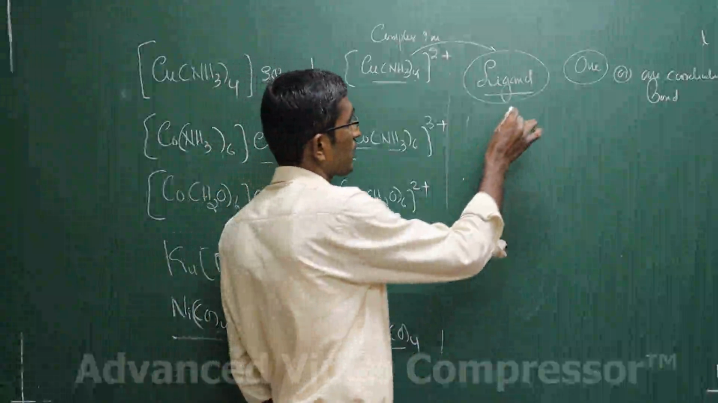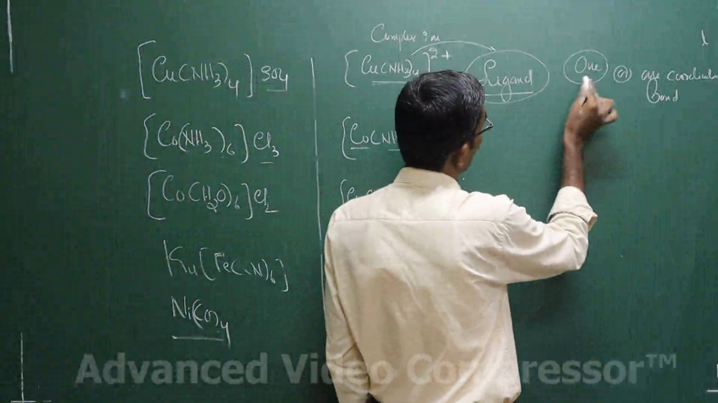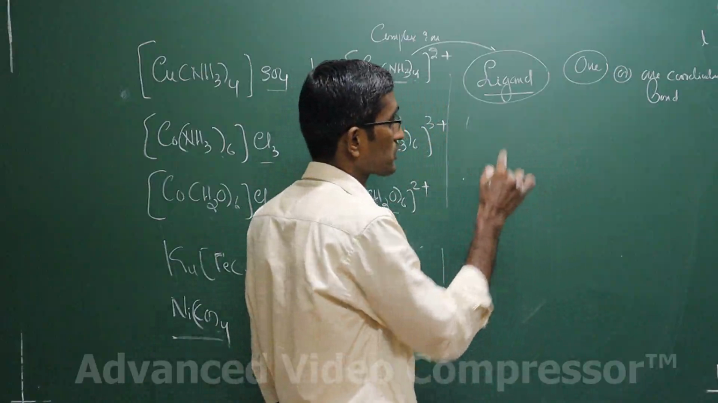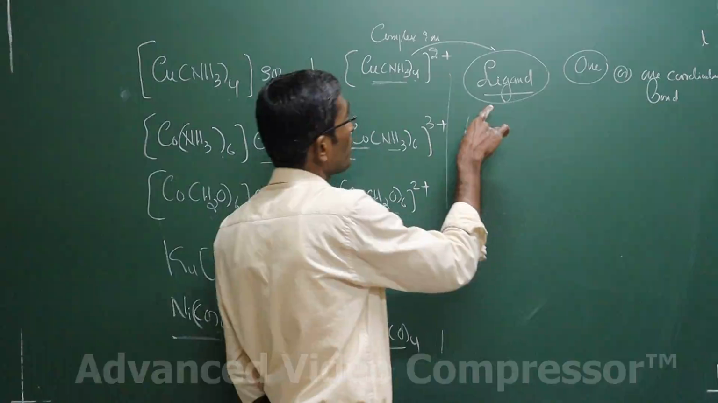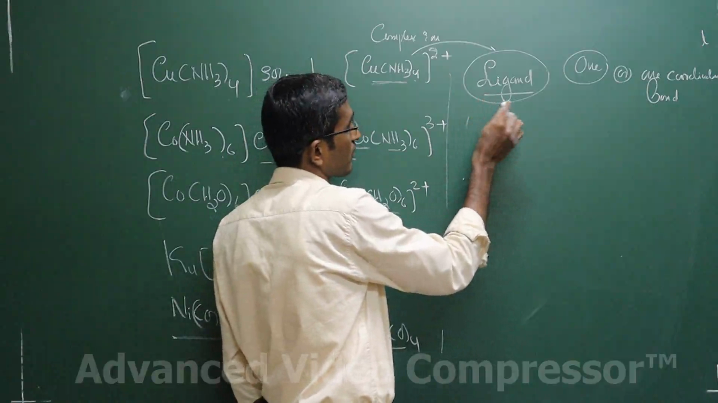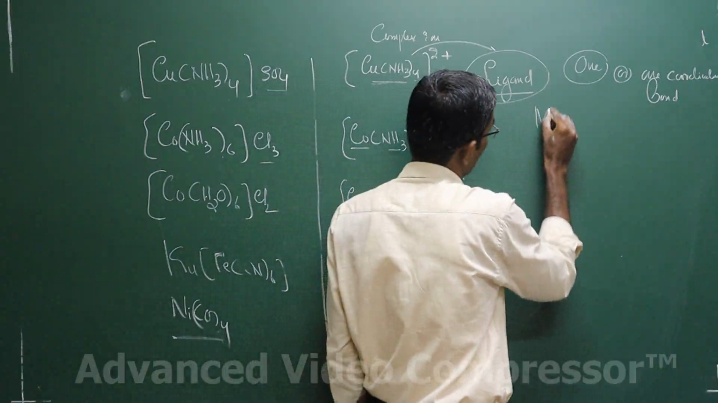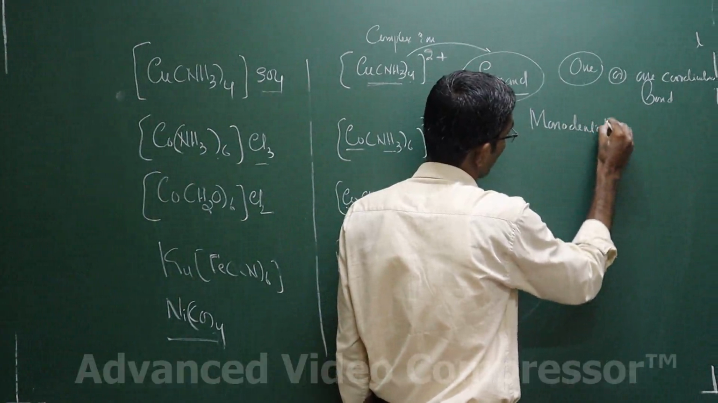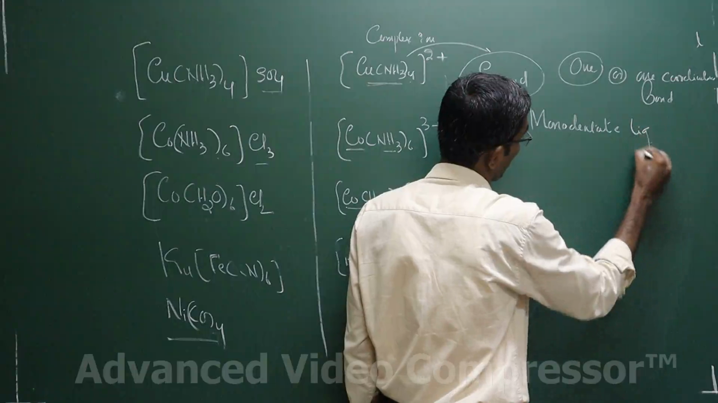So a ligand can make one bond with the central metal ion, or one coordination bond with the central metal ion. Such kinds of ligands are called monodentate ligands. Which of the following is a monodentate ligand, they may ask you.